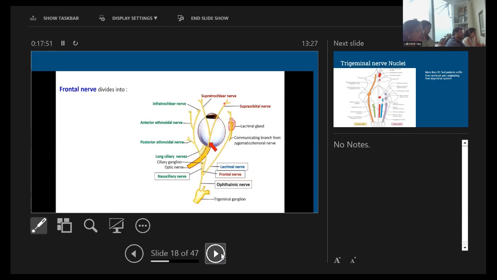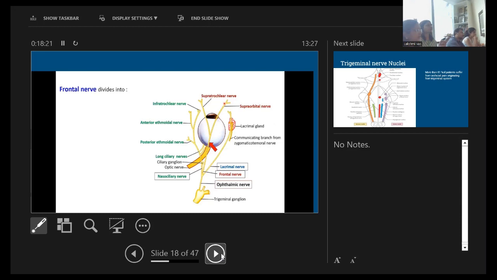From the frontal nerve, when it comes out from the superior orbital fissure, it forms two branches, supratrochlear and supraorbital, and they will supply the frontalis muscle and front part of the face. From nasociliary nerve, there is a ciliary ganglion from where the parasympathetic fibers of oculomotor nerve are coming. These are also supplying the sphincter pupillae and ciliary muscles.